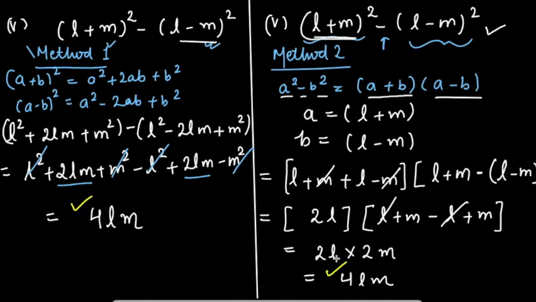So in the first method, I have expanded the brackets and then simplified the expression which I am getting. Rather, in the second method, I have made use of the third identity and taken this complete term as a and this complete term as b. And then you solve it, you will get the same answer. So you can pause this video to understand this both ways, and you can perform either of the methods in your exams. Both the methods are absolutely fine.